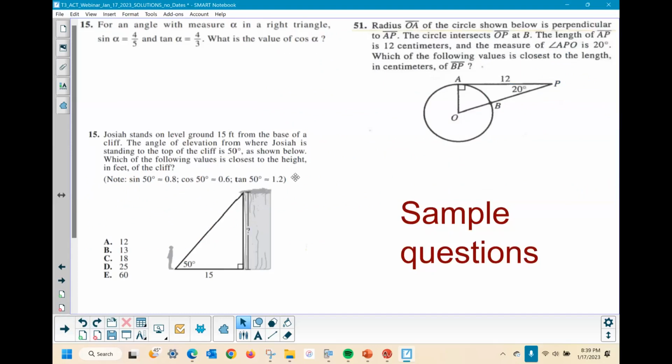I do want to look at some other ones, but let me give you a few seconds just to read those over so you can see what type of things your students are being asked to do. You'll notice in this 15, you're given a trig ratio and asked to find another one. In this one, you're given some angles and sides and asked to find missing parts. And this one's more of an application type problem.